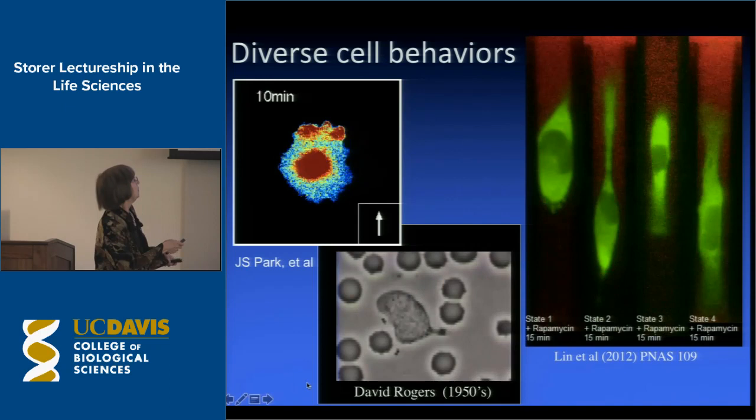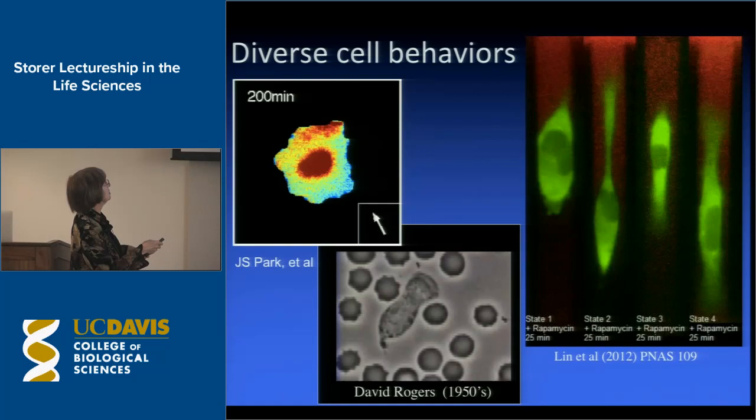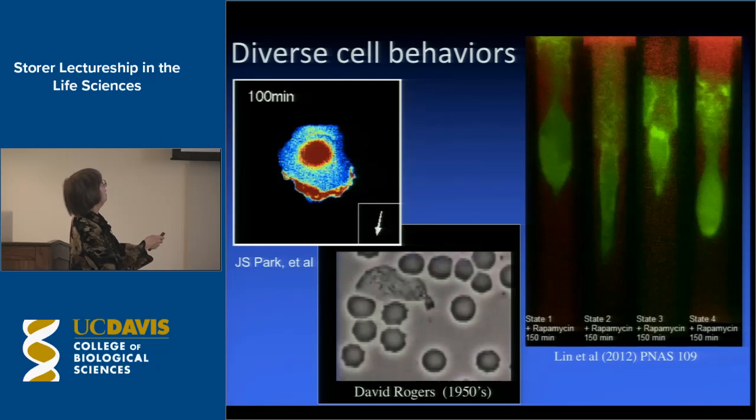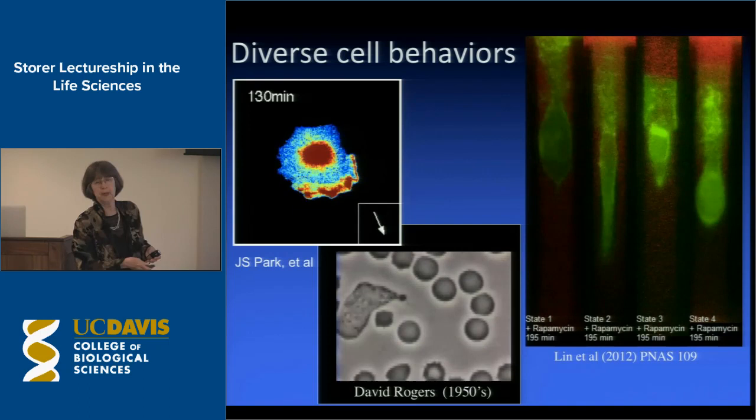This is way back in the 1950s when this was first filmed. And the main idea here is you see a cell moving, you see the front edge reforming and distorting so that the whole cell can be propelled forwards. You also see chemotaxis. These are HeLa cells in a microfluidic chamber.